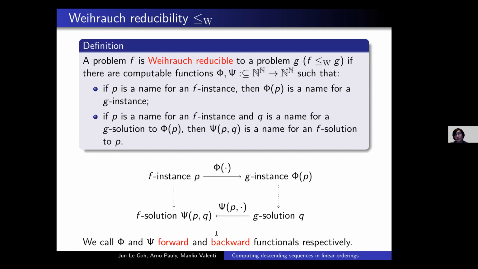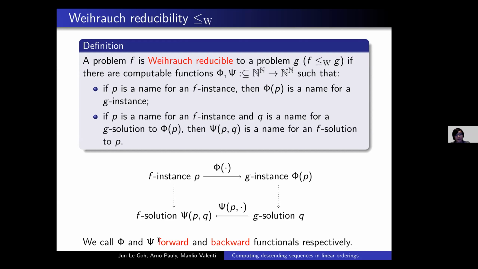Okay, so that's the definition of Weihrauch reducibility, right? F is Weihrauch reducible to G if there are these two functions which have these following properties. And we should think of it as a way of uniformly reducing F to G. In other words, given an instance of F, you can uniformly transform it into an instance of G such that given a solution, you can uniformly transform it back into a solution for the F instance.